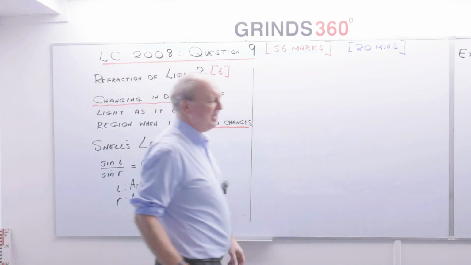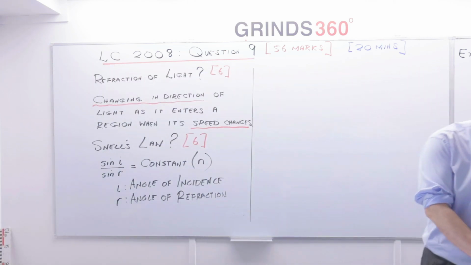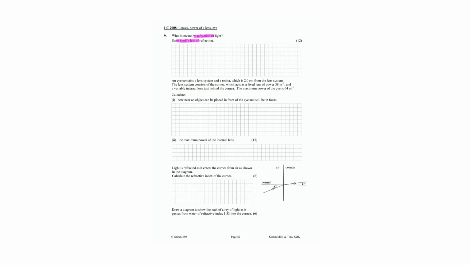Now I get into the intelligent part of the question, the really interesting part of the question. So it tells me that an eye consists of a lens system and a retina. The retina is 2 centimeters from the lens system. Your retina is actually the screen. So the image distance, v, is 2 centimeters. It'll be plus as well because the image has to be real. A real image has to fall on your retina.